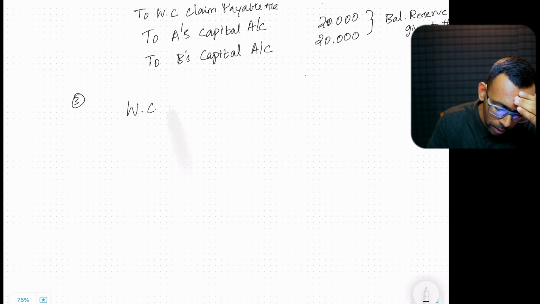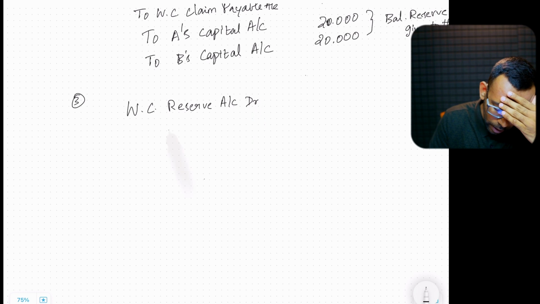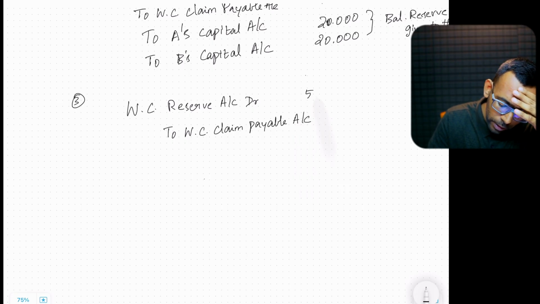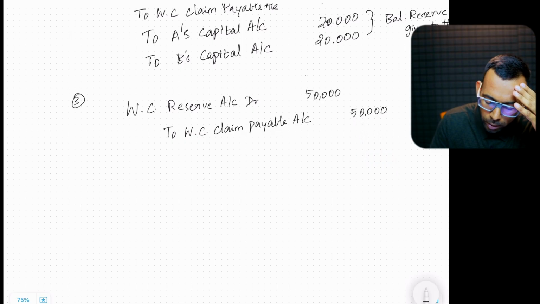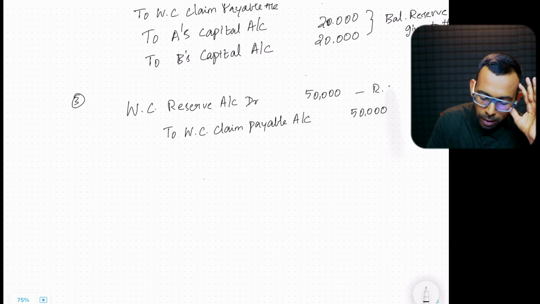As usual, let me remove the reserve: workman compensation reserve account debit. And I also have to create a liability, isn't it? That is a claim of 50,000. So for that I have to create a claim payable account. The 50,000 I had in the name of reserve will automatically go towards paying the claim payable. So again, reserve nullified, here claim created.